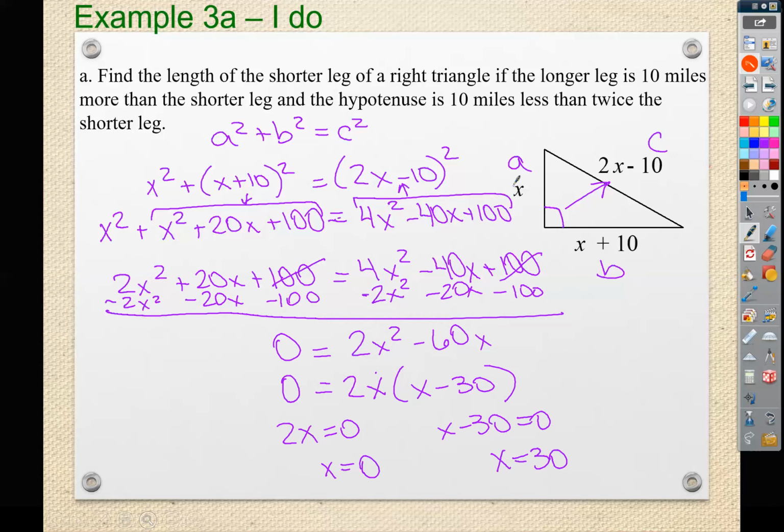Well, you know the length of this triangle can't be 0, right? And the question was to find the length of the shorter leg. So x equals 30, so the length of the shorter leg would be 30 miles.